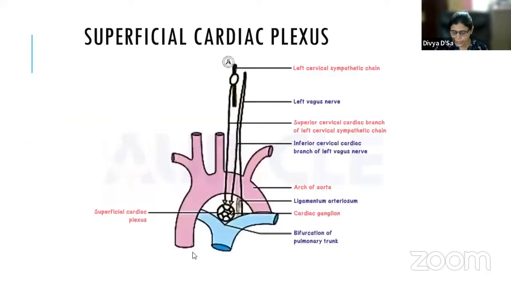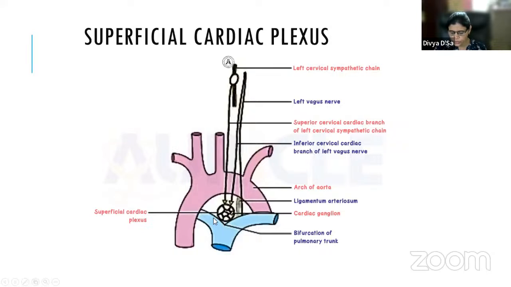The superficial cardiac plexus lies below the arch of aorta, in front of the bifurcation of the pulmonary trunk. This is the pulmonary trunk, so it lies in front of the bifurcation. Just to the right of this is the ligamentum arteriosum, and to the right of the ligamentum arteriosum it lies.